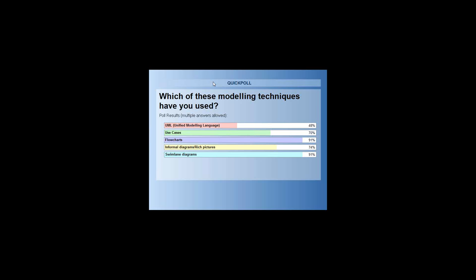Not everybody's used all of them, so nothing's on 100%, but the top two are flowcharts and swimlane diagrams. Swimlane diagrams are similar to flowcharts, but actually putting a little bit more structure around it. A lot of people, 74%, are using informal diagrams, which I'm really pleased to see, because part of the point of this session is to try to get you using a lot more informal diagrams. Some of the more heavyweight approaches are at the top there, use cases, so 7 out of 10 people are using that, and half the people are actually using UML.